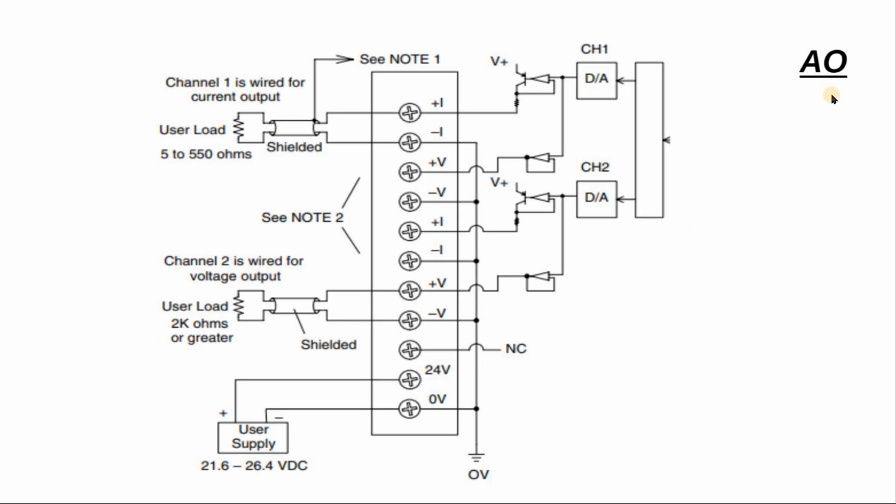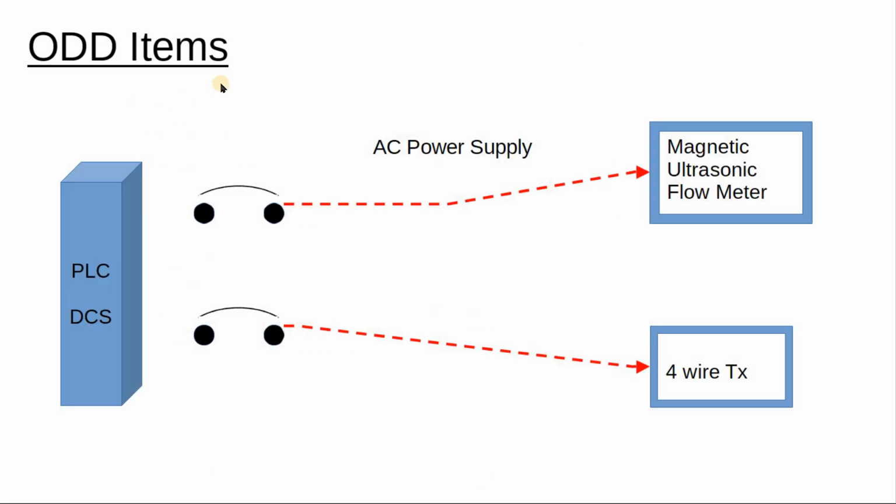For the analog output card, again it's exactly the same. So let's look at some odd items now. Magnetic flow meter, ultrasonic flow meter, and so on. They need an AC power. They will give you the signals, but they need a separate AC power. A 4-wire transmitter may need an AC power supply. The reason that they need a separate power supply is that the power consumption in the electronics in the system here is much more than the 20 milliamps.